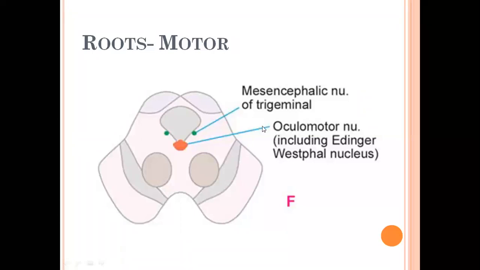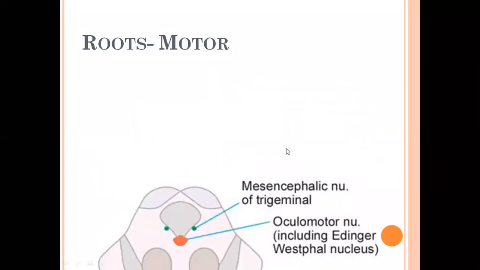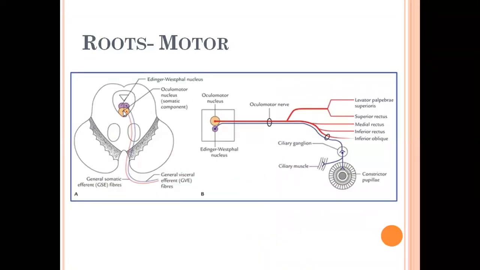The motor root or parasympathetic root arises from the midbrain at the level of the superior colliculus, from the Edinger-Westphal nucleus. The oculomotor nuclear complex consists of both the oculomotor nucleus and the Edinger-Westphal nucleus. The oculomotor nucleus serves as a somatic component that carries general somatic efferent fibers, which means it supplies the muscles of the eyeball.